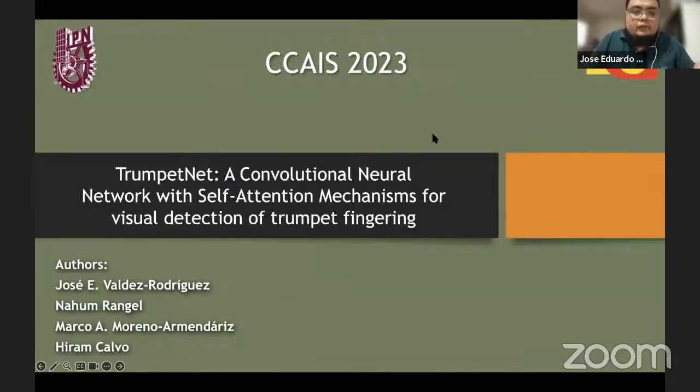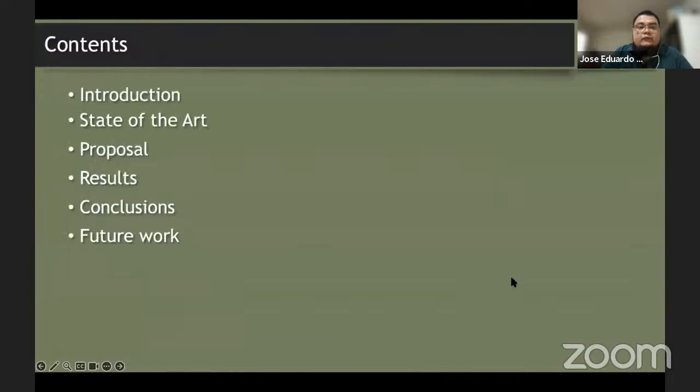Okay. Good morning, everyone. I'm going to present my work. It's called TrumpetNet, a convolutional neural network with self-attention mechanisms for visual detection of trumpet fingering. Here in this slide, you can see my team. The content of this presentation is the introduction, the state of the art, the proposal, some results, the conclusions, and the future work.